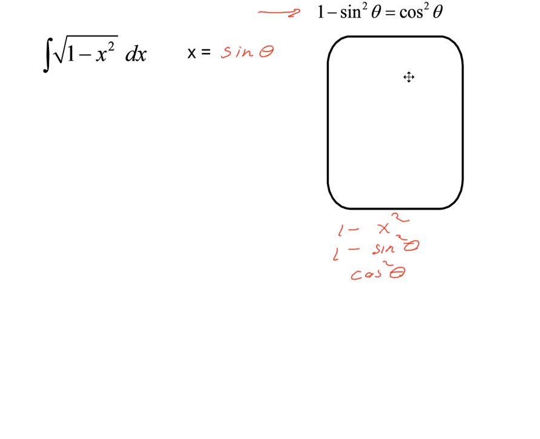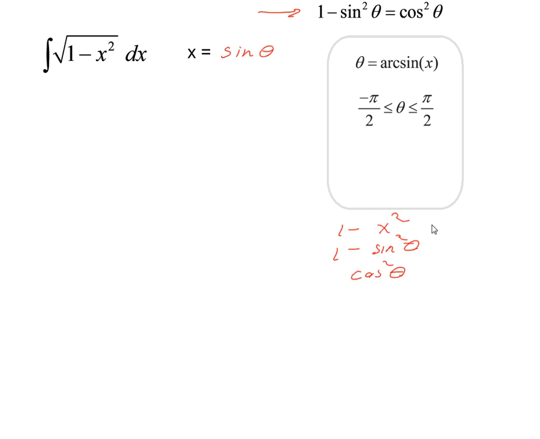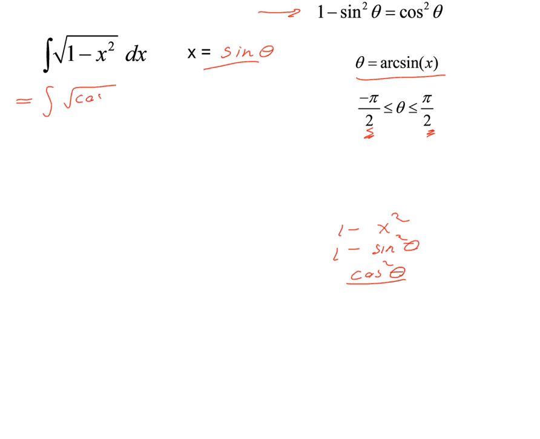And what I have behind this box is just remember that if x is equal to the sine of theta, then theta is equal to the arc sine of x. Also, remember from pre-calculus, if you have the function arc sine of x, the principal values for theta go from negative pi over 2 to pi over 2. Let's substitute everything in. So 1 minus x squared becomes cosine squared, so this is the square root of the cosine squared theta.